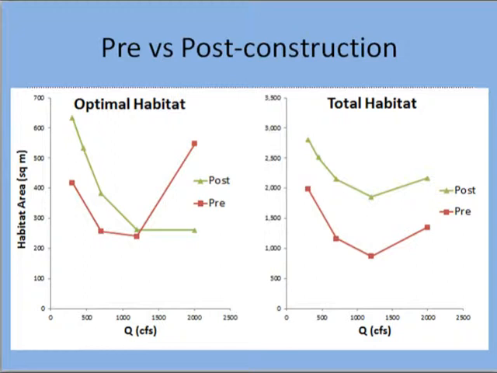So, pre versus post construction at Upper Douglas City. Optimal habitat, that's the high quality habitat. We had an increase in habitat at the low range, 300 to 700 CFS. You can still see it's dipping down, but it's higher. We have more. That's good. But when we get to 2,000 CFS, we have less optimal habitat than we did pre-construction.